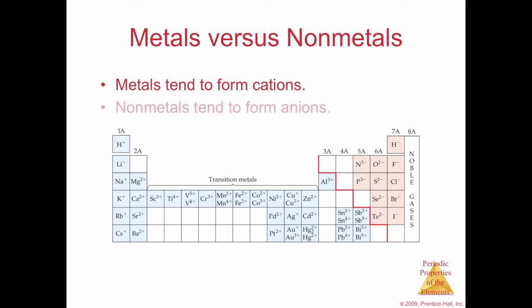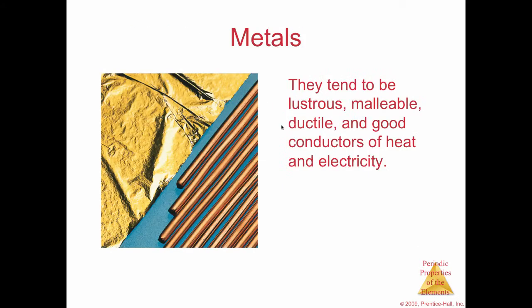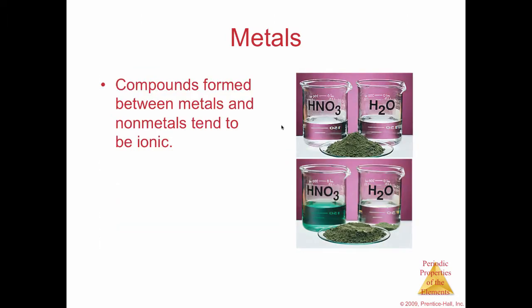Metals tend to form cations. Nonmetals tend to form anions. Metals tend to lose valence electrons. Nonmetals tend to gain valence electrons. Metals tend to be lustrous, malleable, ductile, and good conductors of heat and electricity. Compounds formed between metals and nonmetals tend to be ionic.